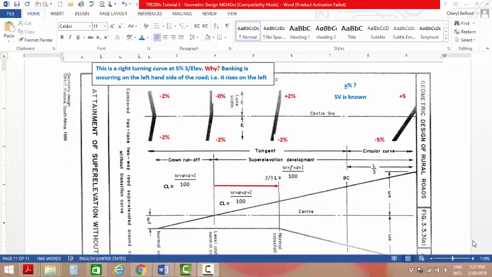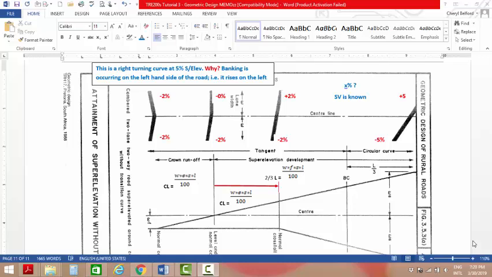Hello everybody, and welcome to this explanatory video wherein the finer points of SuperElevation will be discussed and hopefully clarify for you that which you don't yet understand. In this example, we're going to refer to a right turning curve, 5% SuperElevation and 2% crossfall.